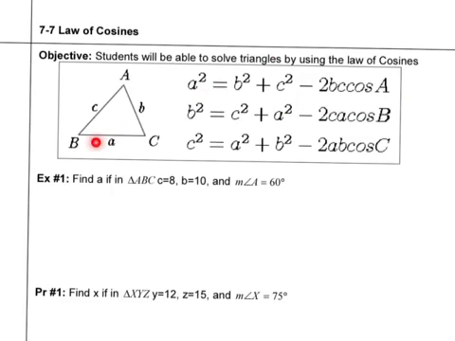You have your side A, right? So if you start with A, that means that you're going to square it, and you're going to set it equal to the other two sides squared, added together, and then subtract 2 times the other two sides times the cosine of the opposite angle from the side that you started with. So we start with A, so it's going to be the cosine of A. If we start with B, it's the cosine of B. C, we end with the cosine of C.